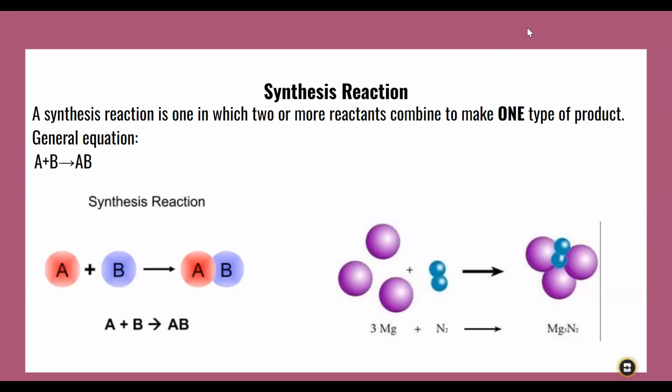One is synthesis reaction. It's one in which two or more reactants combine to make one type of product. Very easy. You see that? You have two reactants, you end up with one. As long as you have one product, that's synthesis. So looking at it here, there's so many different ways that I try to represent it. You ended up with one product.